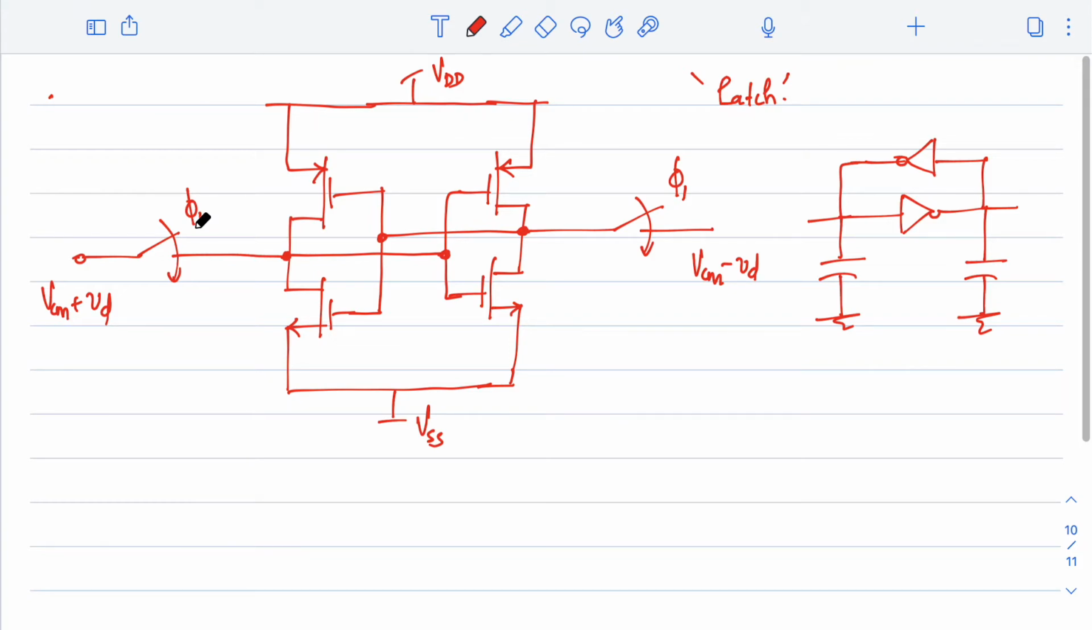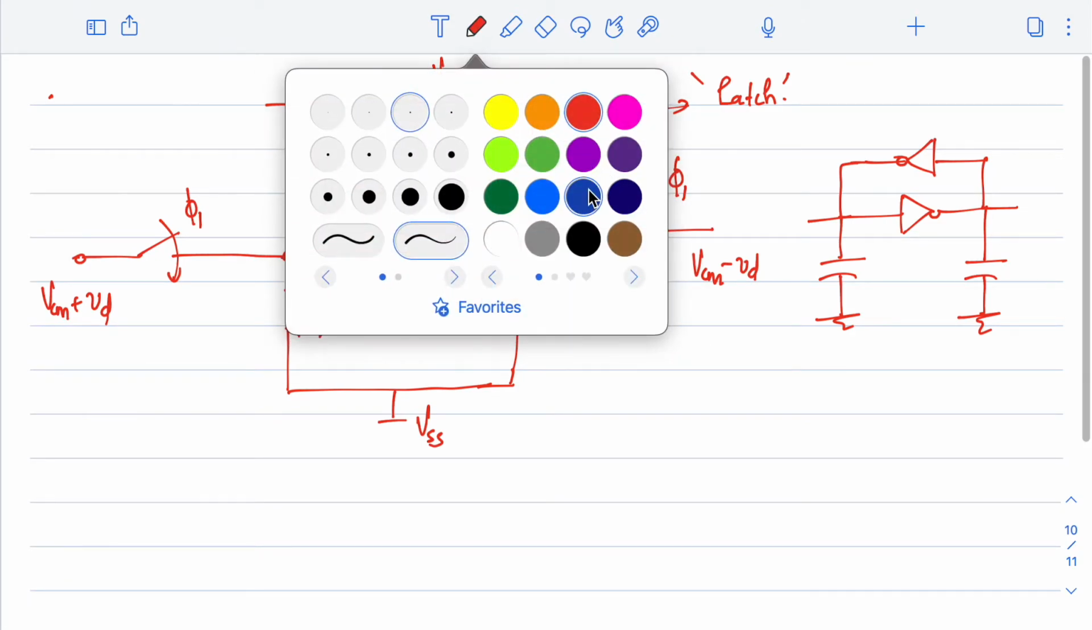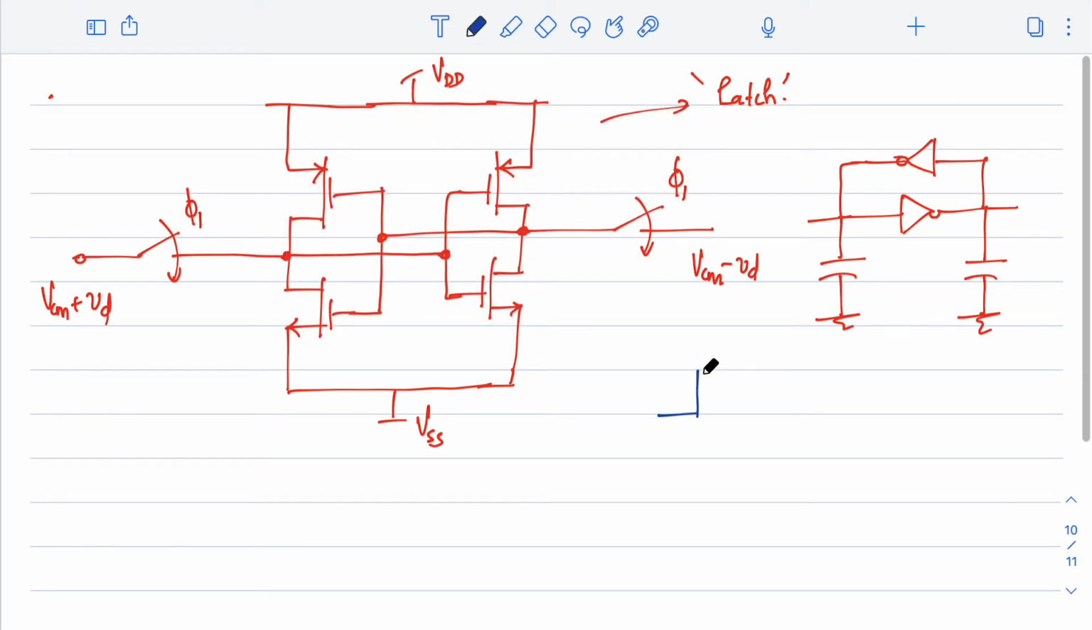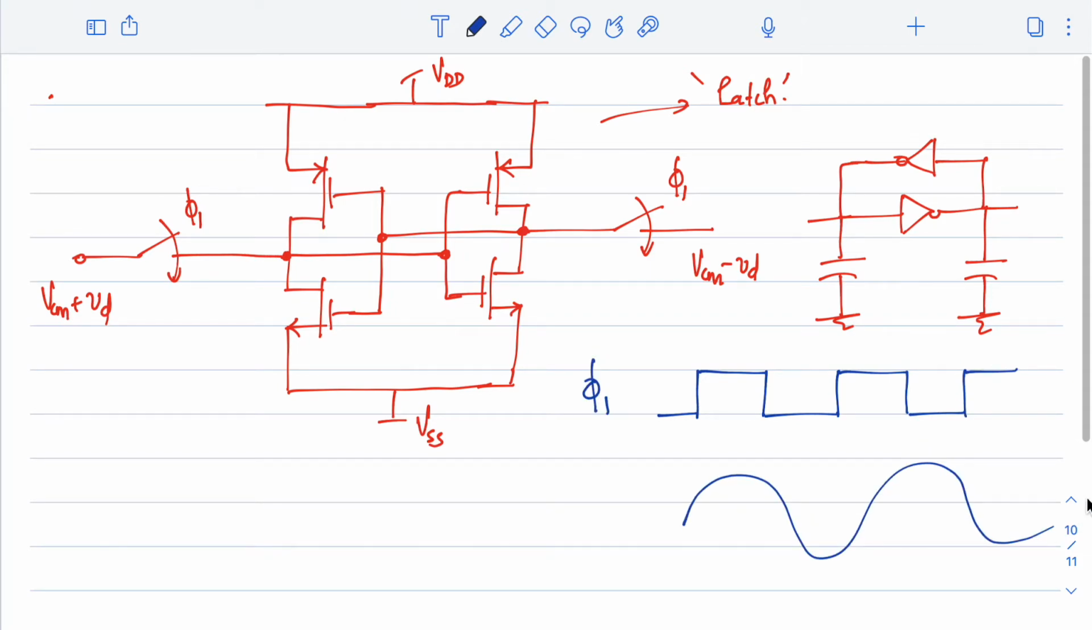Right. So now this back-to-back inverters, or we call the entire thing as latch, when will this latch sample the data, or what is the sampling instant? Say, let me just draw the clock signal here. Say this is phi 1, and say this is the signal what we have. Can you tell me what is the sampling instant here?